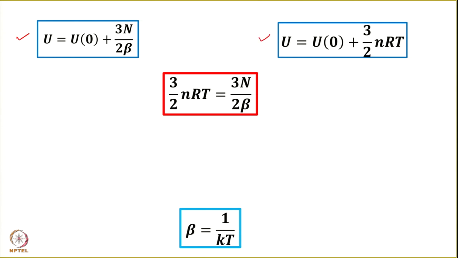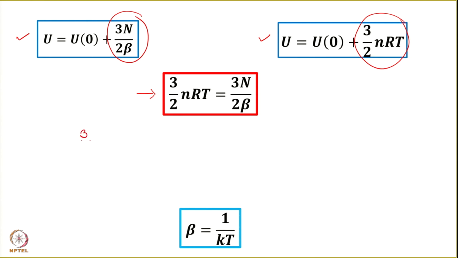And we know that U is equal to U0 plus 3 by 2 nRT. This is from equipartition theorem. Now if you compare these two, this and this are equal, and that's what is equated over here: 3 by 2 nRT is equal to 3n by 2 beta. So let's further work on this.